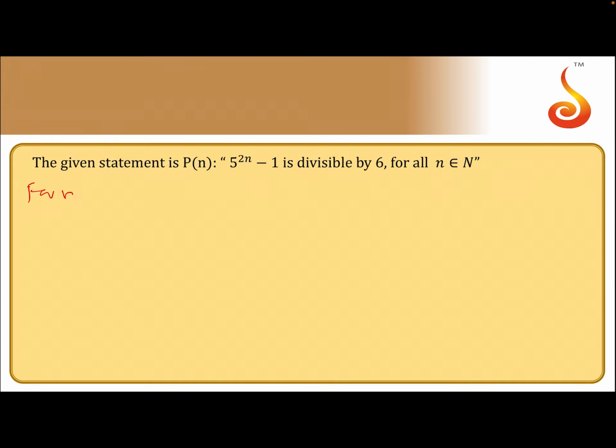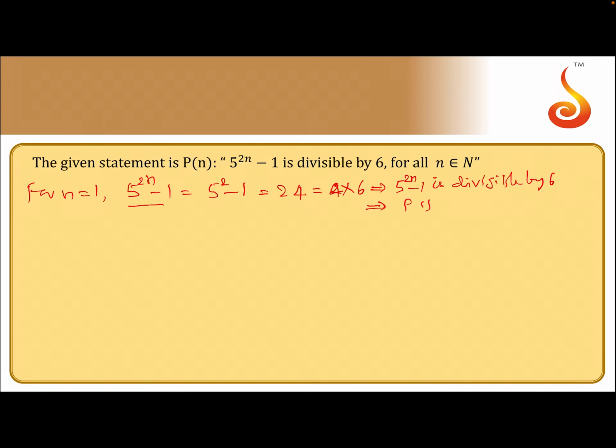For n equals 1, 5 to the power of 2n minus 1 is nothing but 5 squared minus 1. That is equal to 24, and this is 4 multiplied by 6. That implies this number is divisible by 6, and that implies P1 is true. That means the statement is true for n equals 1.